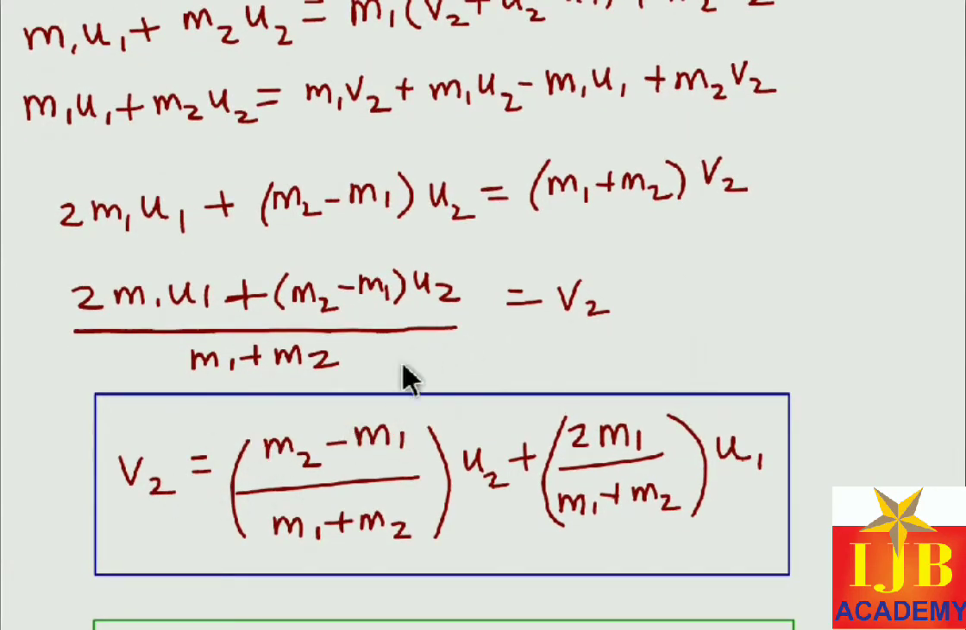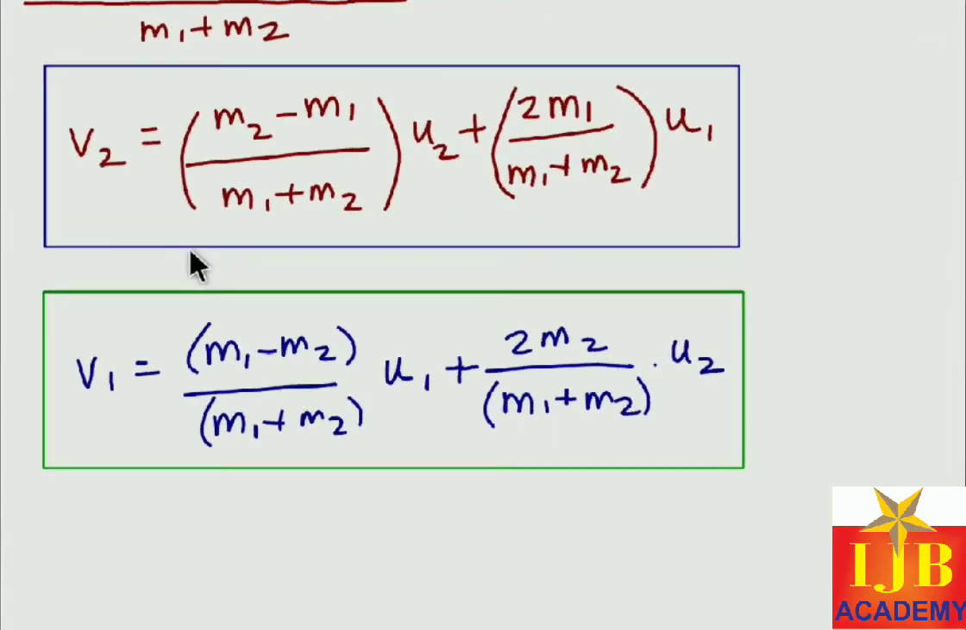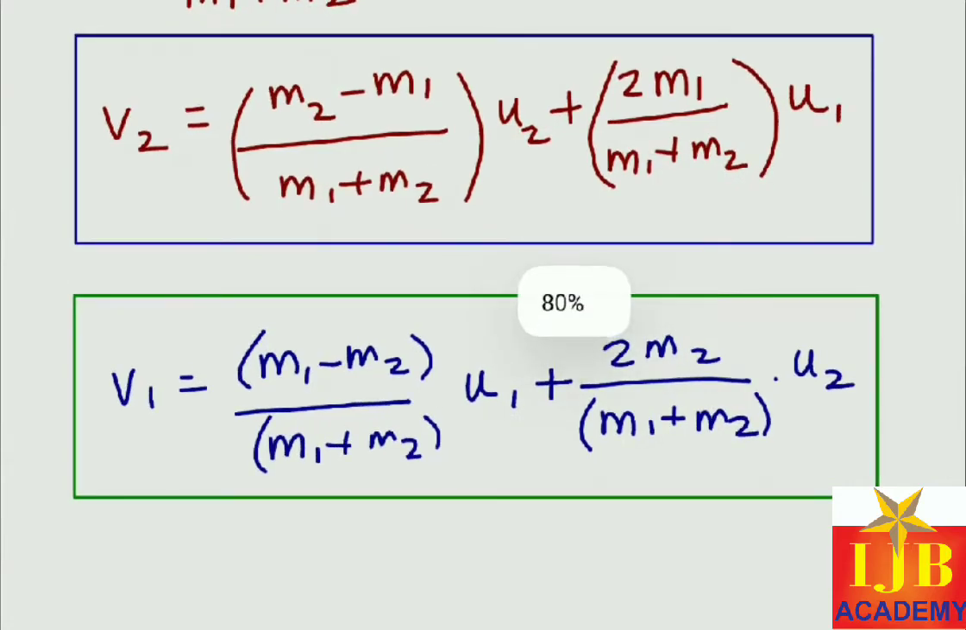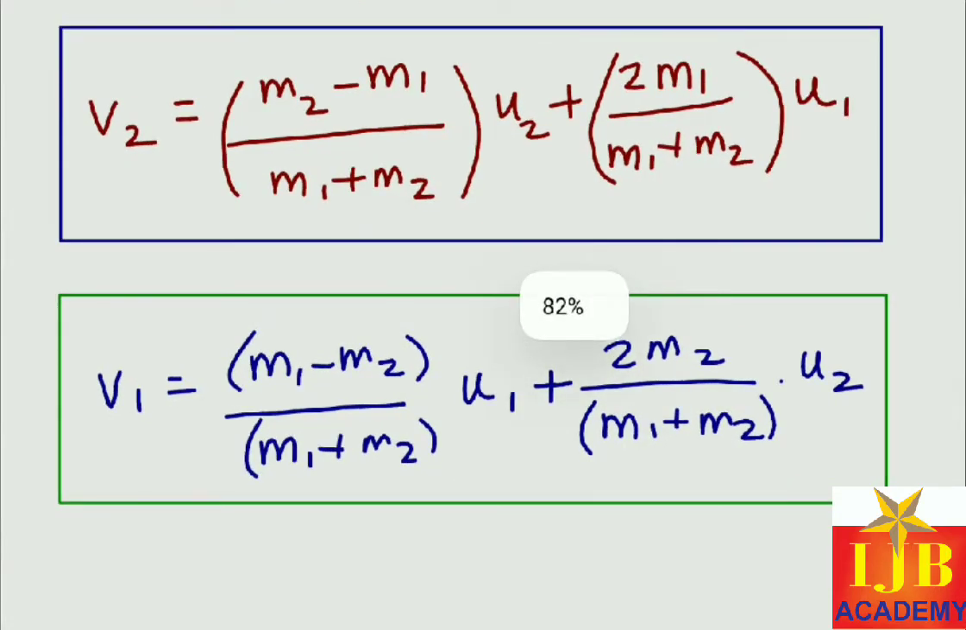I just rearranged this equation. So v2 is equal to, in the regular format, m2 minus m1 by m1 plus m2 into u2 plus 2 m1 by m1 plus m2 into u1. Now here you are seeing both the final formulas, V2 and V1, on the screen.